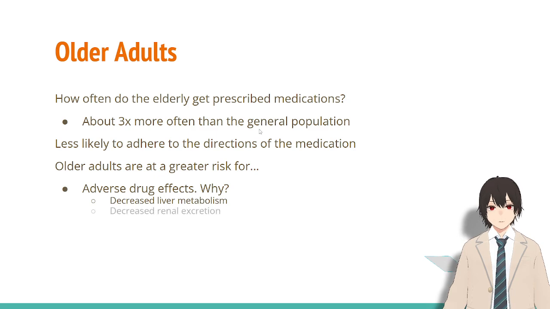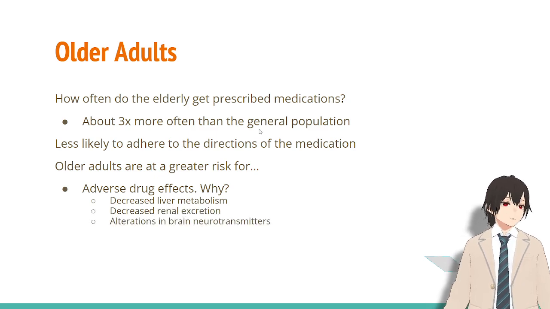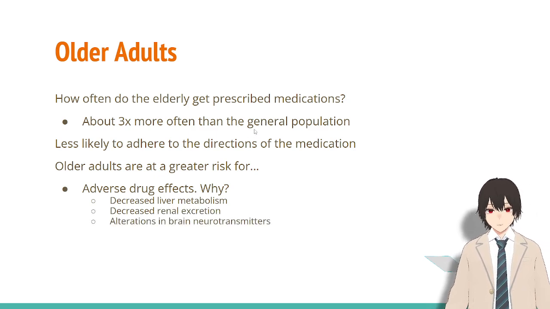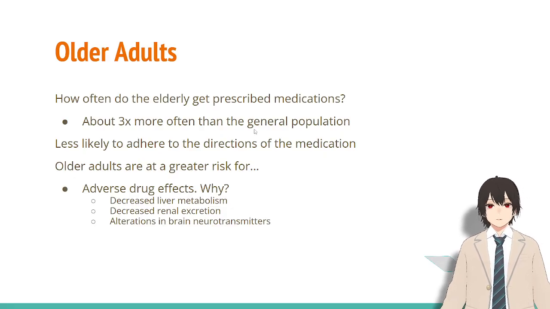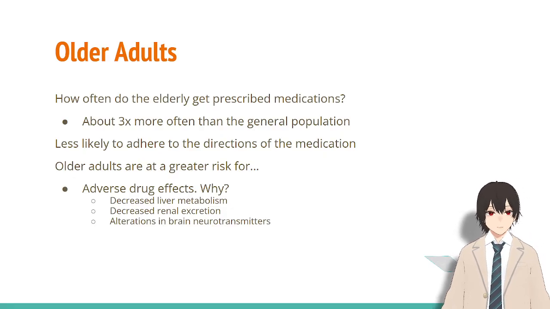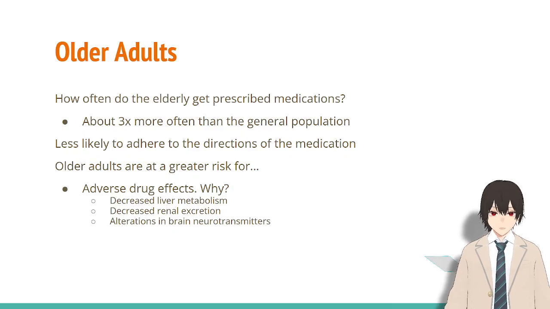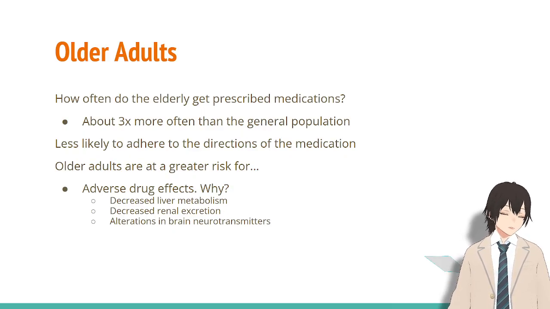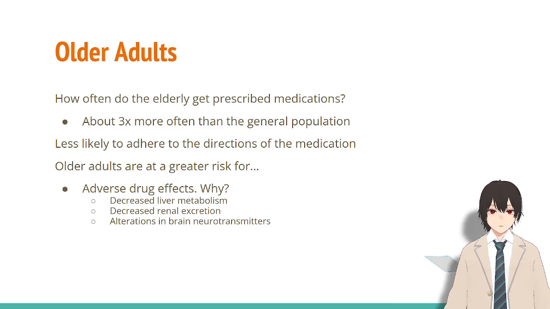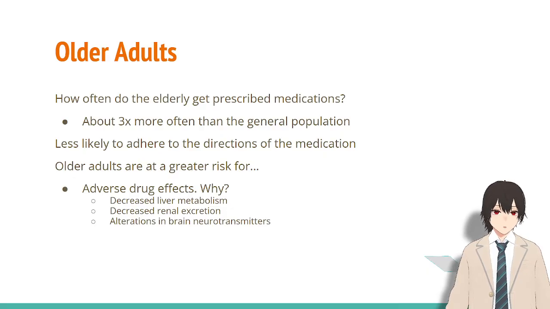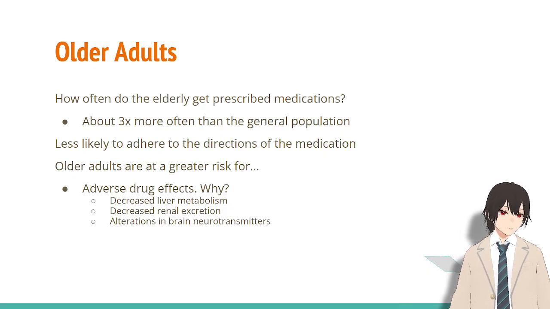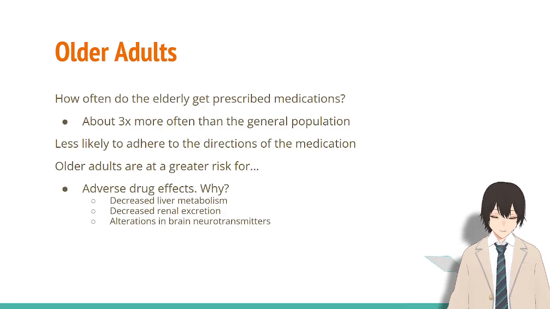Okay. And the physiological reason behind it is that there's decreased liver metabolism and decreased renal excretion. So your liver and kidney play a big part in filtering the medications from your system. And since the body gradually doesn't work as well, it also affects how quickly the drugs leave your body. So they tend to stay in the body for an extended period of time, longer than they should. Okay.